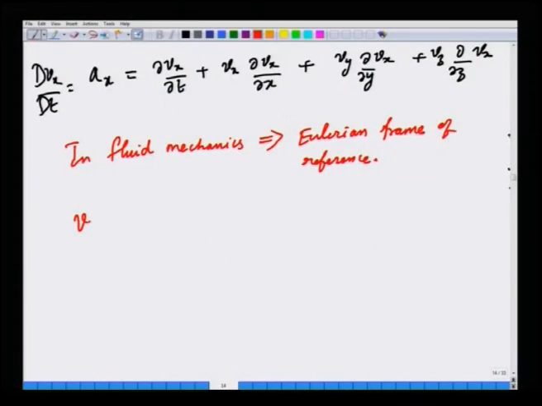But the connection between Eulerian and Lagrangian is always important, because that is what helps us to arrive at the notion of a substantial derivative. Because even if you want to work within the Eulerian description, it is always useful to have the notion of substantial derivative, because only then we can compute quantities such as acceleration. Okay. So, in fluid mechanics we will stick to Eulerian frame of reference, and within the Eulerian frame of reference the velocity is a vector, denoted as a function of the 3 spatial coordinates and time.